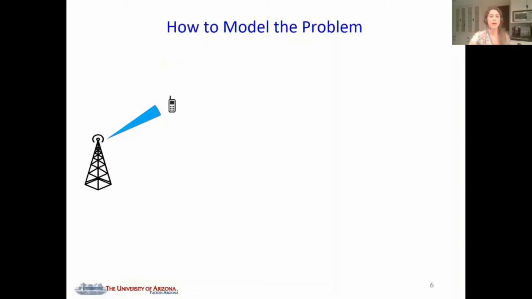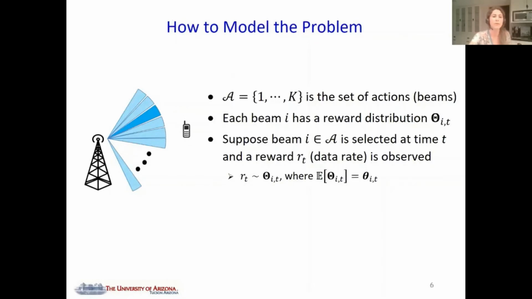So now the base station and the user equipment have some initial connection, but let's say the UE has moved. So now the base station has a bunch of other beams that it can select from to either reestablish the connection or improve the quality of the connection. So here's how we formulate this problem. The base station has a bunch of actions that it can select from. Let's number them from 1 to K, and these actions correspond to different beams.